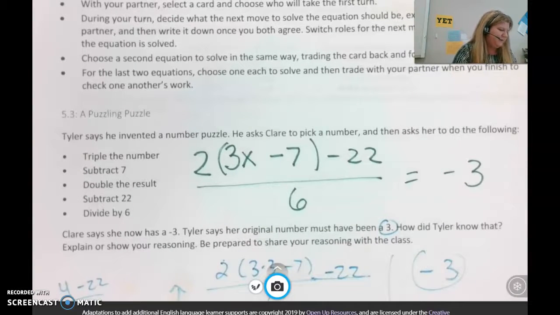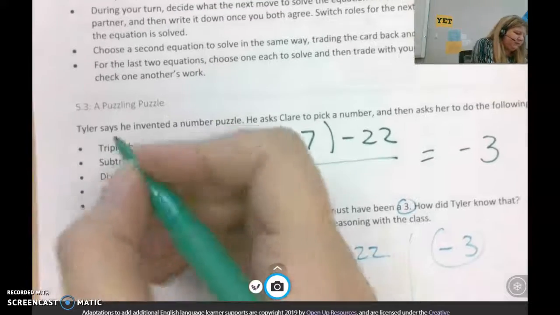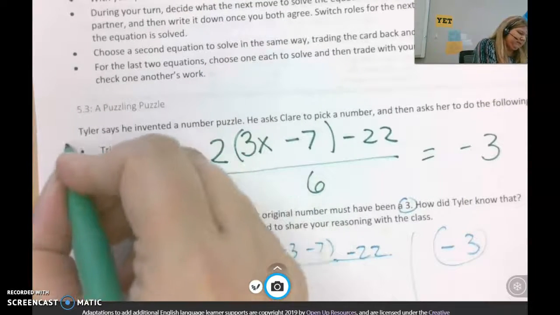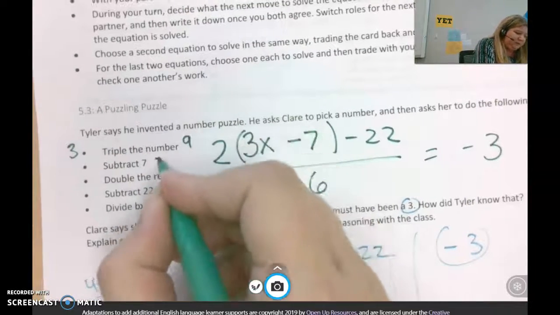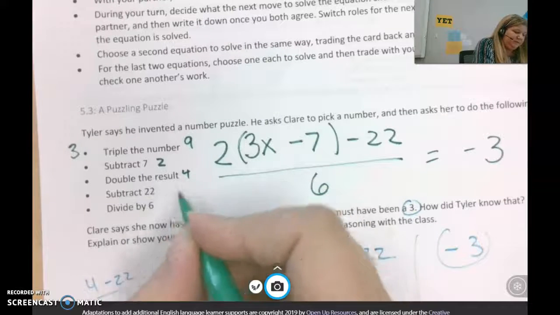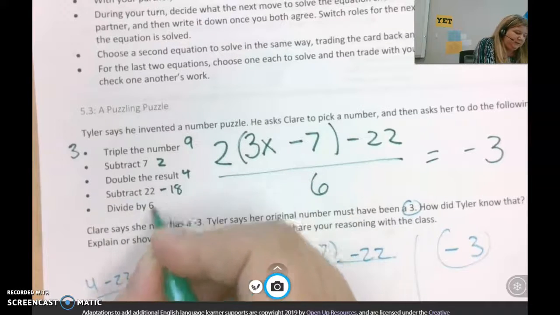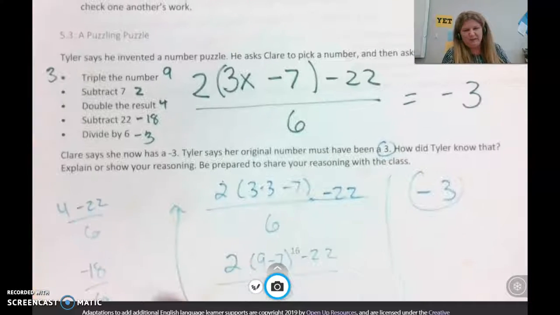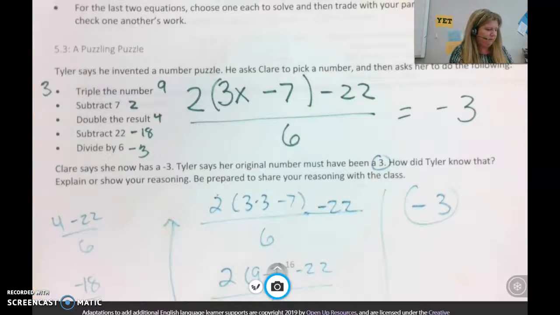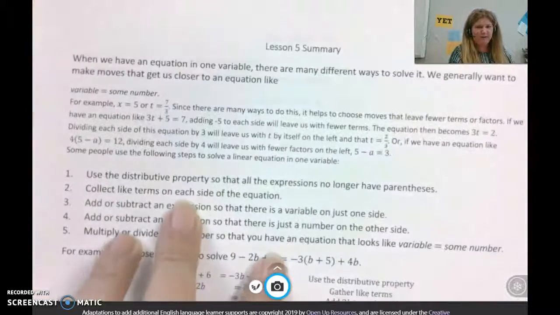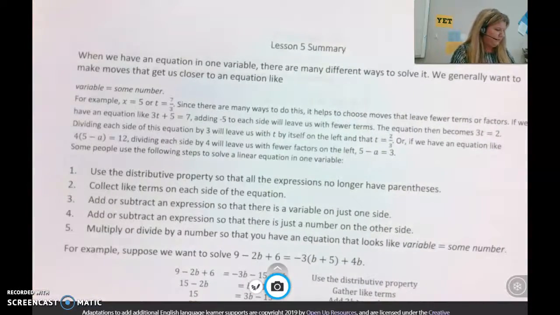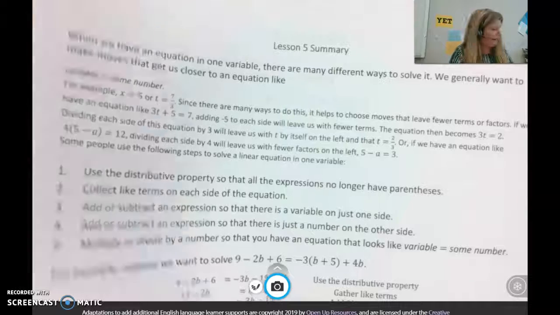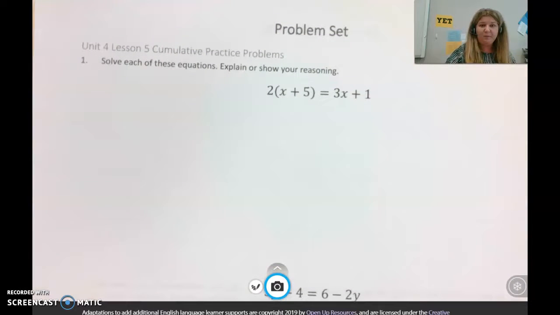I guess we could start with 3 here, and we start with 3, we triple the number, subtract 7, double the result, subtract 22, divide by 6, and we get -3. So we could do it that way as well. Alright, let's see what the next page is. Lesson summary. So you can read over this, maybe highlight some important things you find. Then we'll start our problem set.